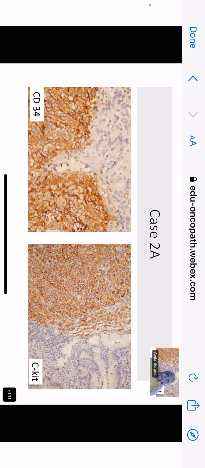CD34, so is it positive or negative? It is positive. And what's the marker on the right hand side? The name is not visible, ma'am. Oh, okay. What is it? Is it visible now? Yes, ma'am. It is also positive. CKIT is positive, ma'am.